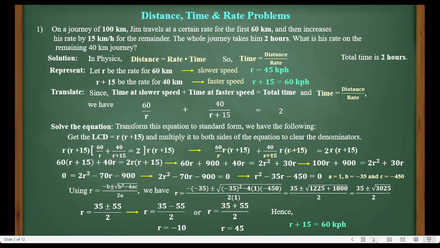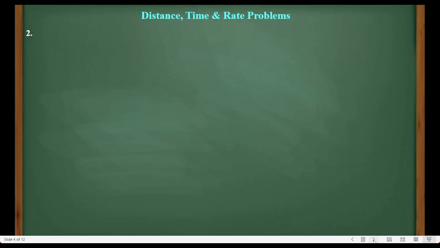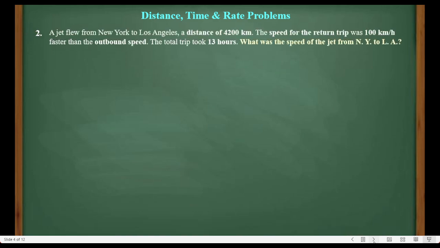For our next example, number 2, we will go to the next slide. A jet flew from New York to Los Angeles, a distance of 4,200 kilometers. The speed for the return trip was 100 kilometers per hour faster than the outbound speed. The total trip took 13 hours. What was the speed of the jet from New York to Los Angeles?